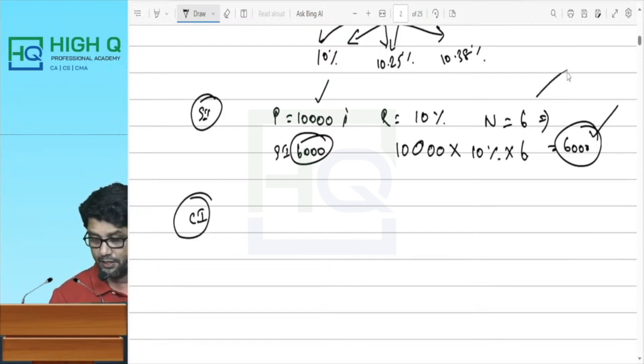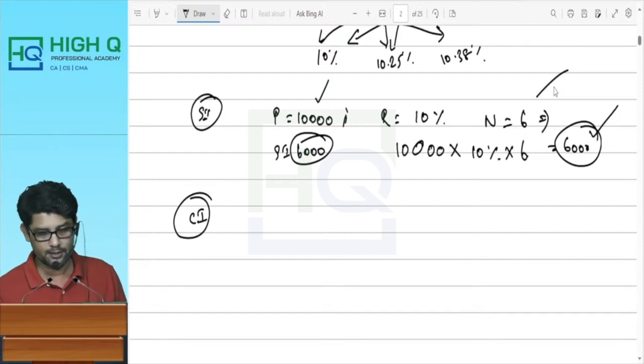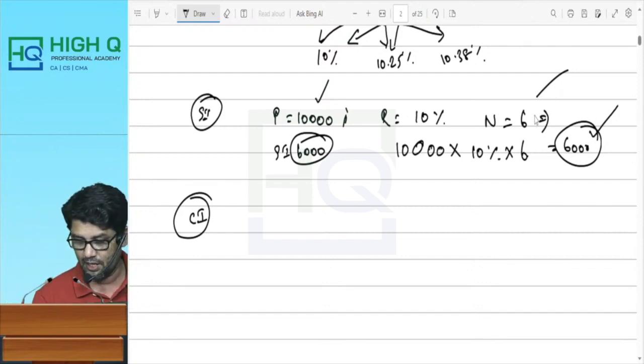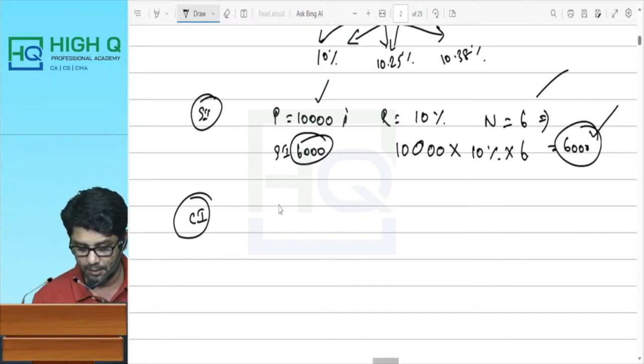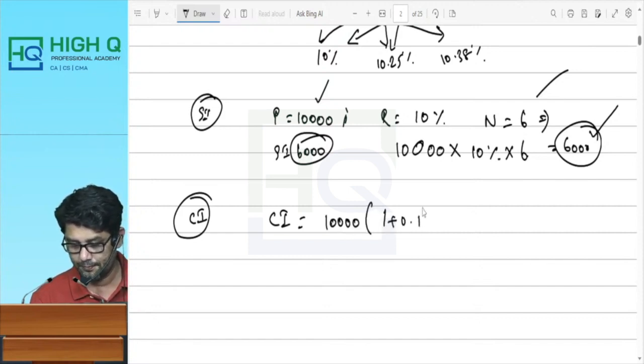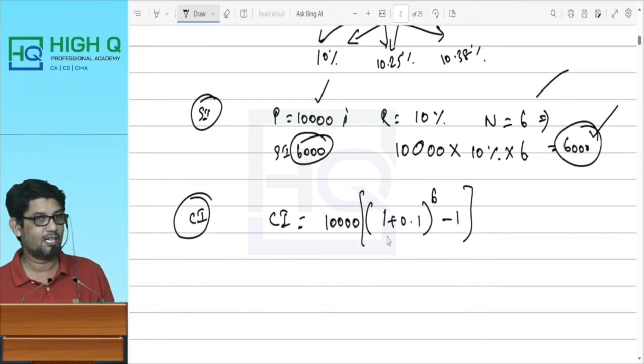Same situation if they ask you to calculate compound interest. Say the 6 years is very big, 10,000. Okay, let me calculate it for 6 years only. What is the formula for compound interest? We simply use P into (1 plus i) whole power n minus 1. Am I right, my dear? This is our compound interest formula.